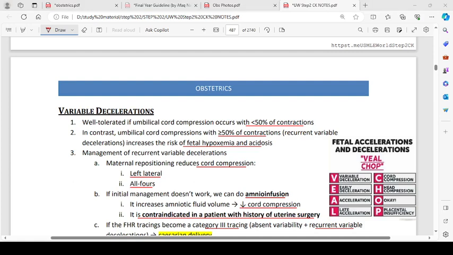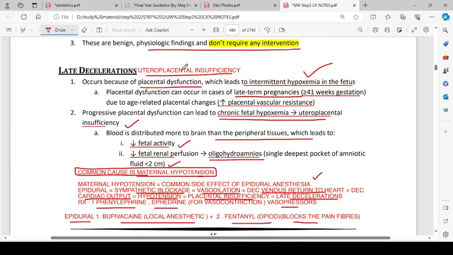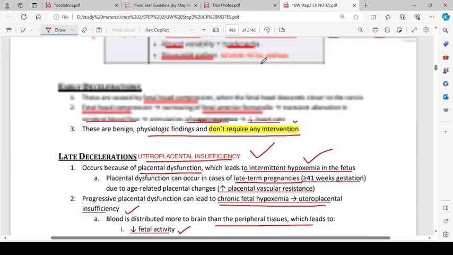So there is again a table. According to this table, we have the WHEEL CHOP mnemonic. Variable deceleration means cord compression. Early decelerations mean head compression. Acceleration means okay, and late deceleration means placental insufficiency.